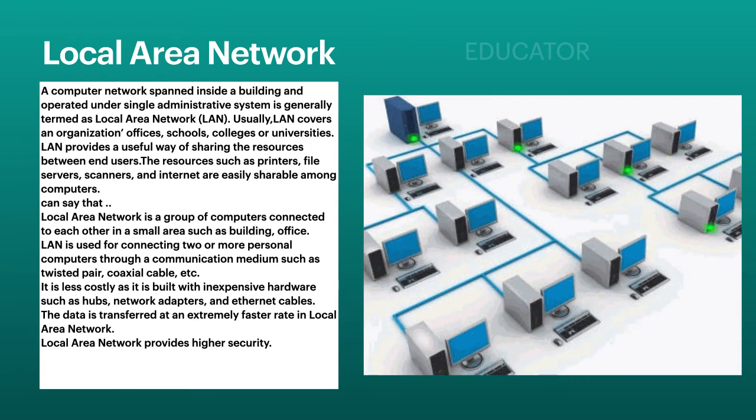So the local area network is a group of computers connected to each other in a small area such as a building or offices. LAN is used for connecting two or more personal computers through a communication medium such as twisted pair or coaxial cable, so with wire or wireless, but mainly they are wired connections. The data is transferred at an extremely fast rate in a local area network, and it provides high security because we manage things with the server there. Whenever we have a client-server approach, there is security.